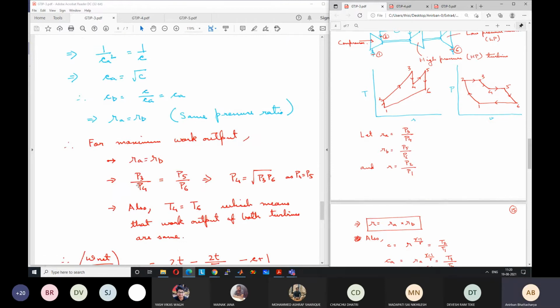In that case, we also see that P3 by P4, which is RA, is equal to P5 by P6, which is RB. And because P4 is equal to P5, we can find that P4 is the square root of P3 P6. So the intermediate pressure we can also find out based on the minimum pressure P6 and maximum pressure P3.